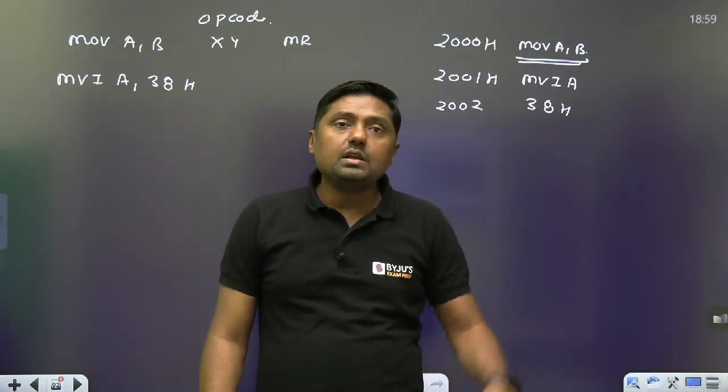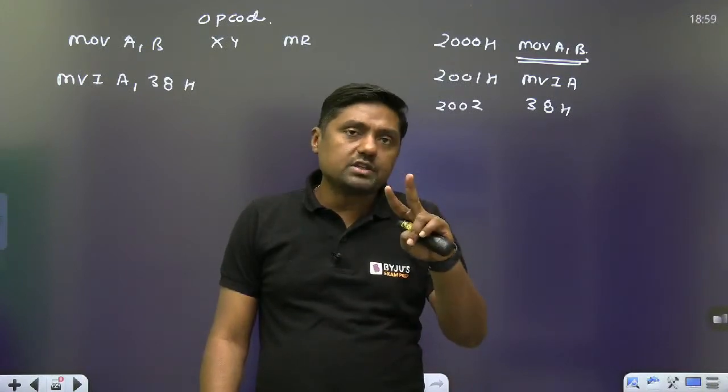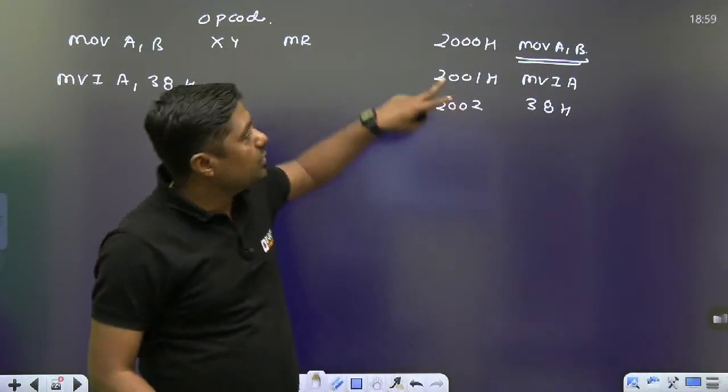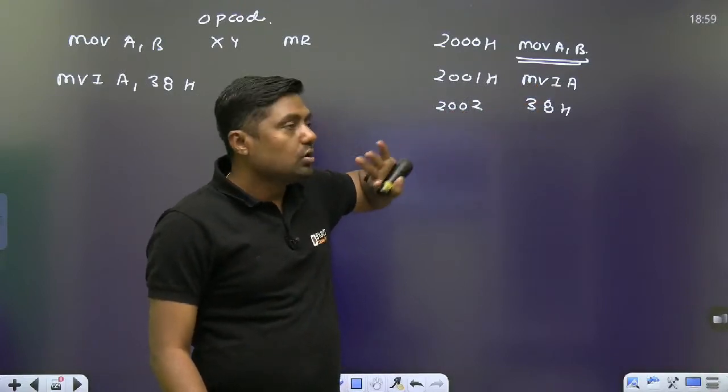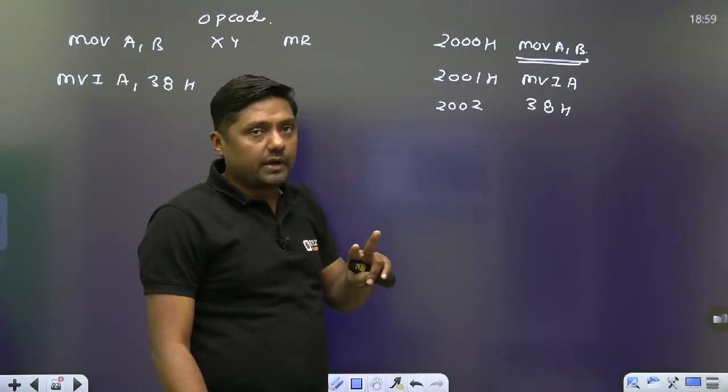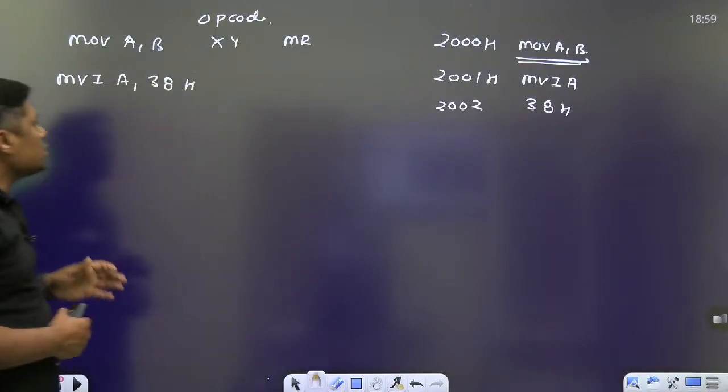Means how many locations in memory? Two locations are required, and that's why it is called a 2 byte instruction, because the 1 byte opcode is 8 bit, and 1 byte of data is again 8 bit. So 1 byte plus 1 byte means 2 bytes are required. Okay, then what is the function of this?